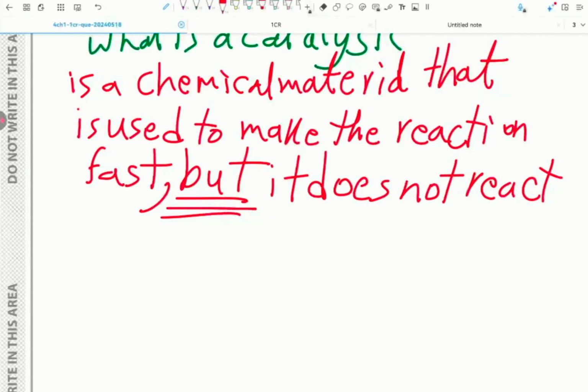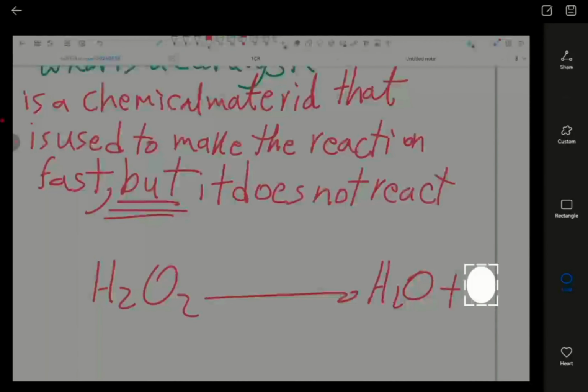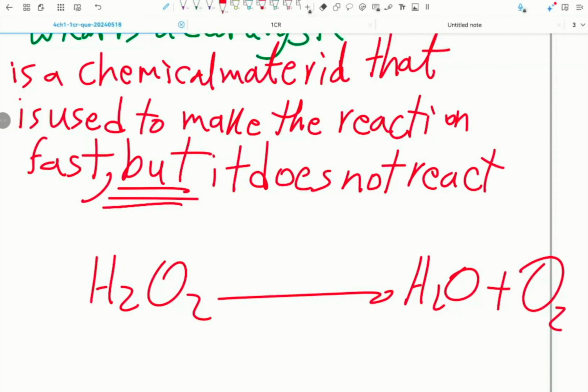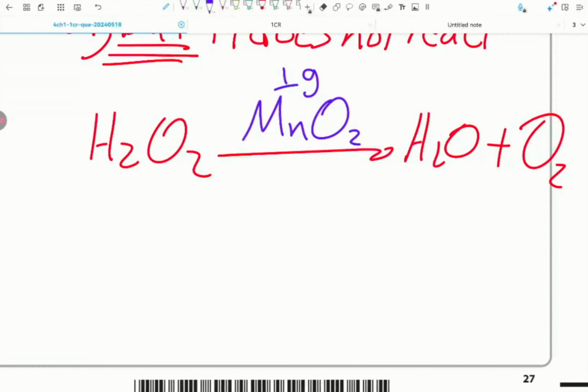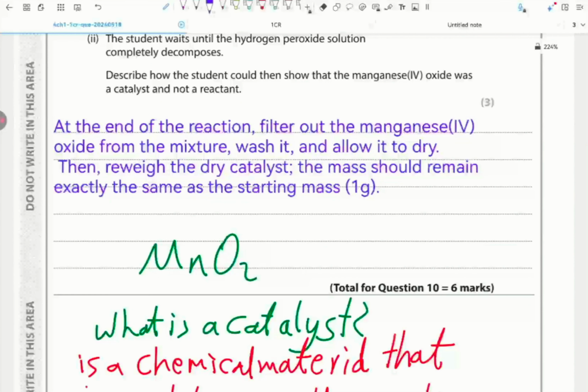So if we have a chemical reaction like this, decomposition of H2O2 to make H2O plus oxygen, and we add 1 gram of MnO2 as a catalyst, we wait until the reaction finishes, and what do we do at the end of the reaction? Here, my friends, we filter out the manganese 4 oxide.